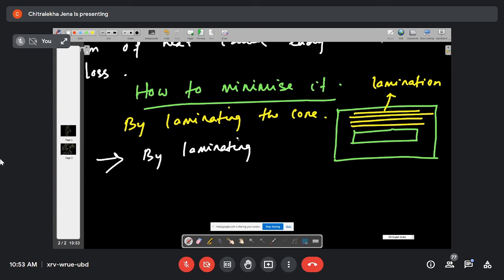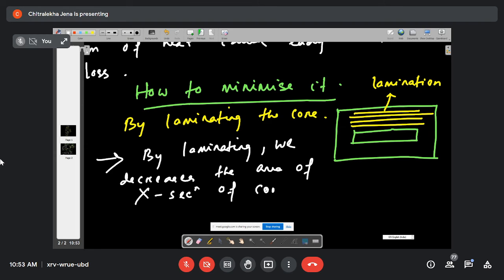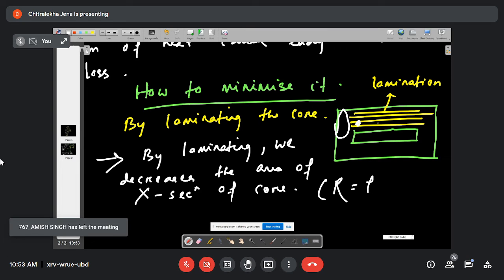Tell me. You have studied all this in 12th standard. By laminating, we decrease the area of cross section of the core. See here. If I am laminating, what am I doing? I am decreasing the area of cross section. Otherwise, my core area was this much, right? When I am laminating the core, the area of cross section of the core is decreasing. Yes or no? Got it or not?